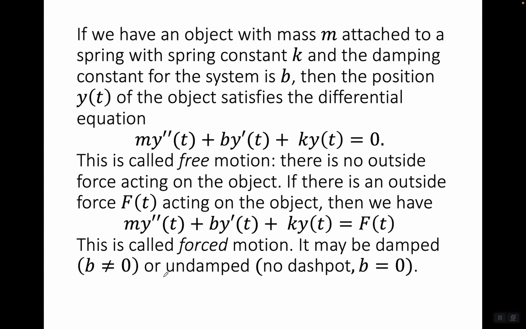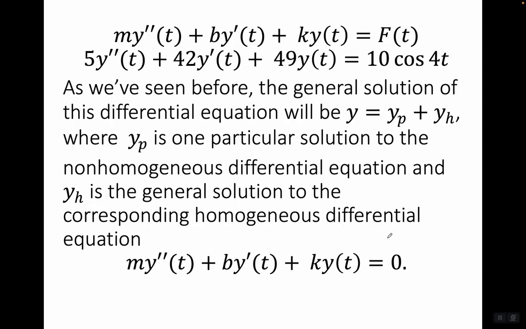If there is an outside force, F of t, acting on the object, then we have my double prime plus by prime plus ky equals F of t. F is that force. This is called forced motion. It may be damped, meaning b does not equal 0, or undamped, meaning there's no dashpot, no damping, so that b would equal 0. So again, my double prime plus by prime plus ky equals F.